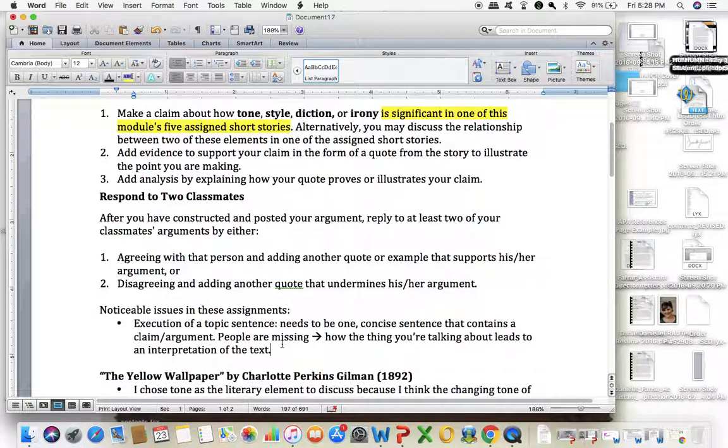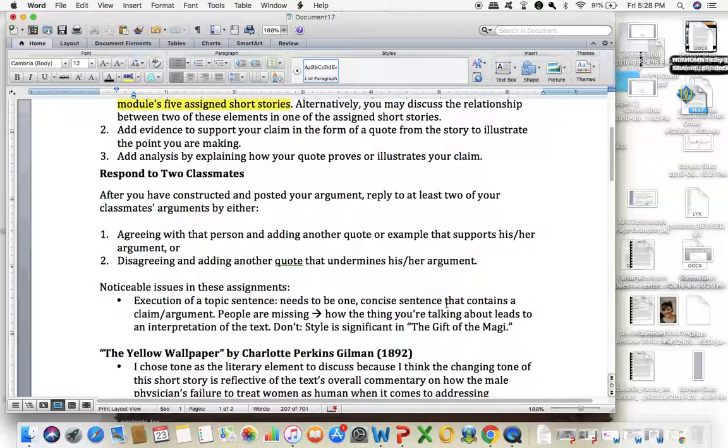So you don't just want to say something like, "Style is significant in The Gift of the Magi." That's not an argument.